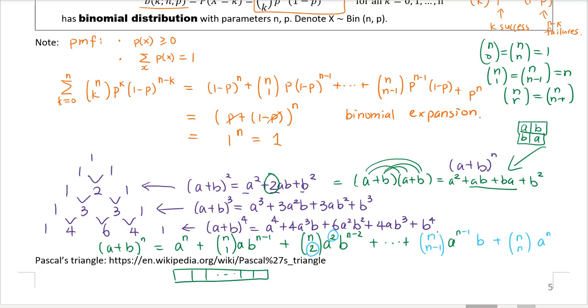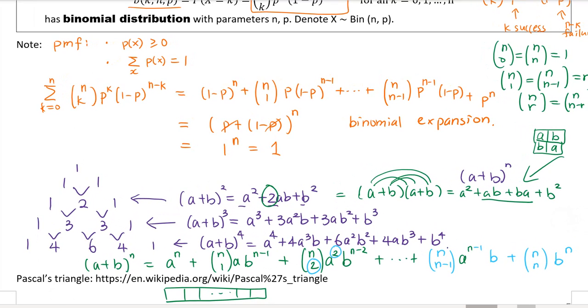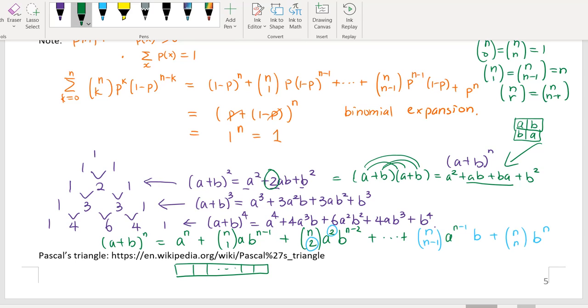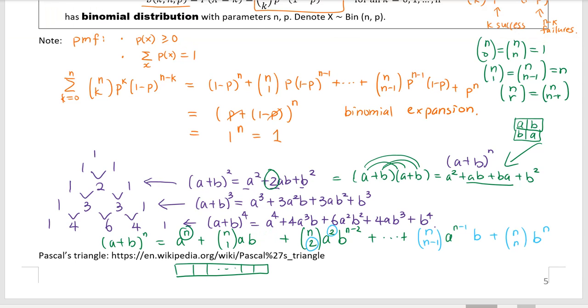Oh, sorry. We have b to the n. Oh, okay, I was wrong. I think I have it flipped, so let me fix it. Because we start with a to the n, then we want to decrease the a, increase the b. So here, decrease the a, increase the b. So here, decrease the a, increase the b. So b to the n minus 1, and then this is b to the n. Okay, so now they match.